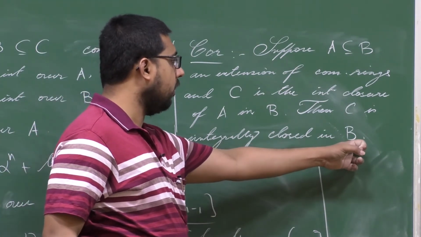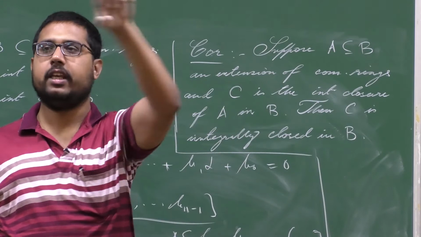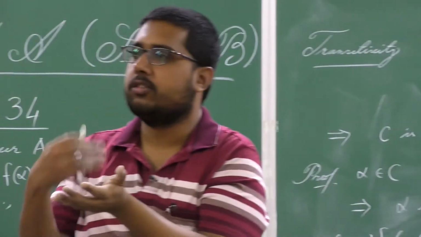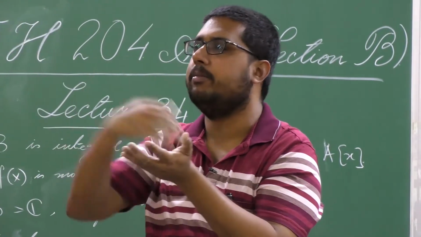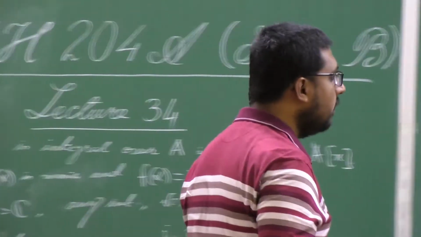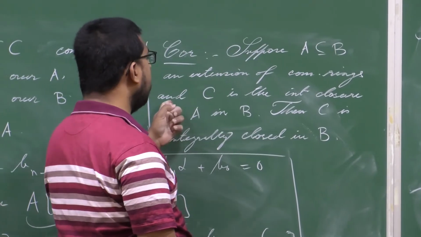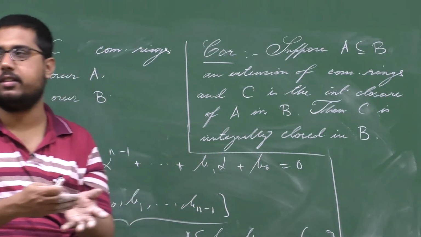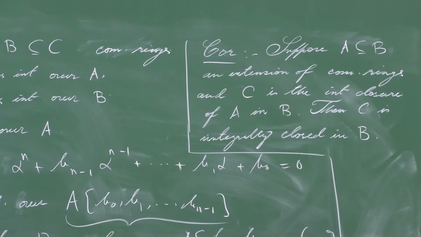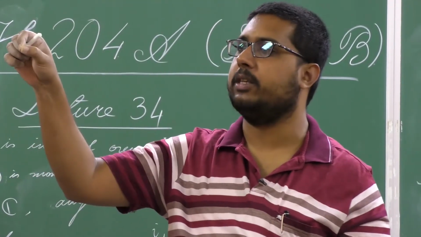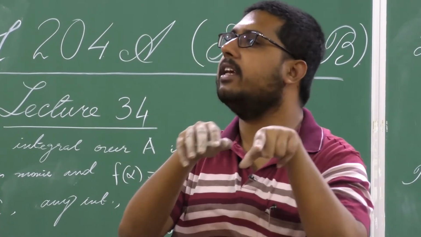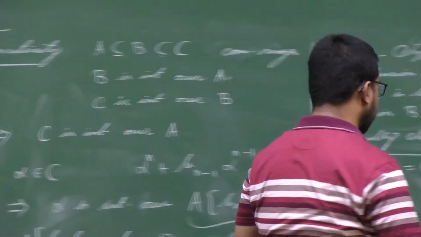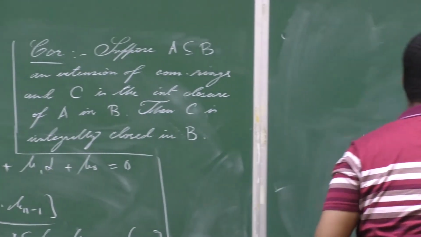So we take the integral closure of C inside B. Let us call it C dash. So the integral closure of C, C dash, of course will be integral over C by definition, and C is integral over A because it is the integral closure of A. Therefore C prime is integral over C, and C is integral over A. So C prime will be integral over A. So every element of C prime is going to be integral over A. Now precisely, that's what the definition of C is. So that forces it.